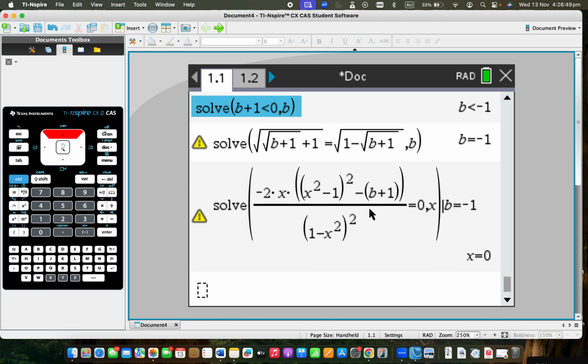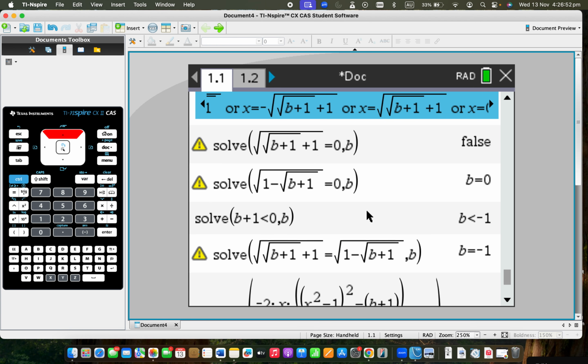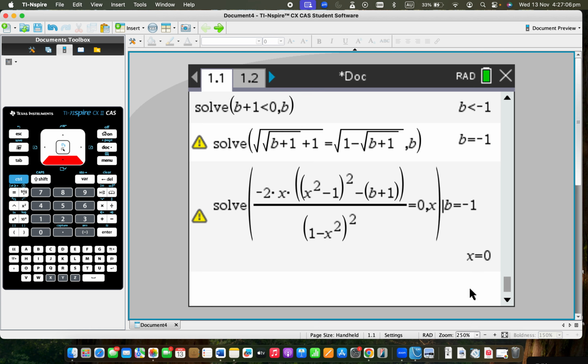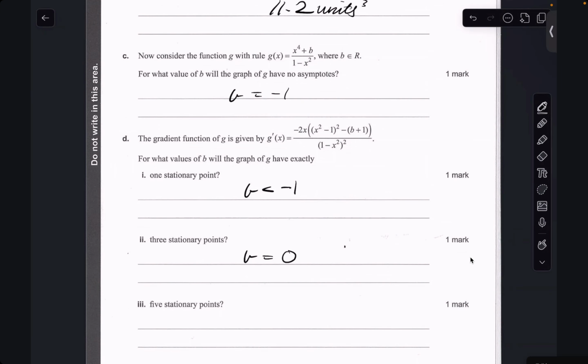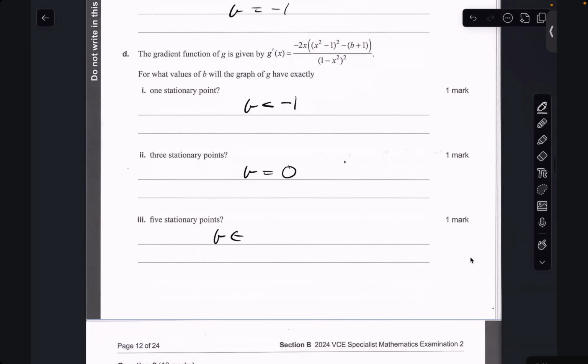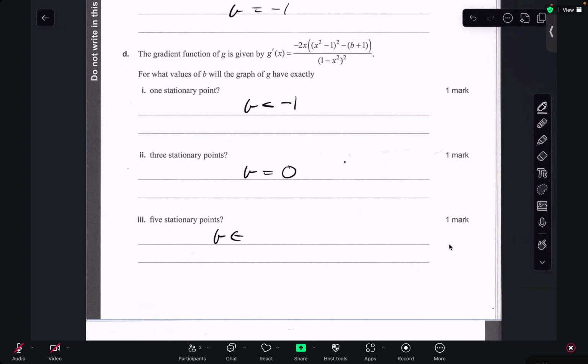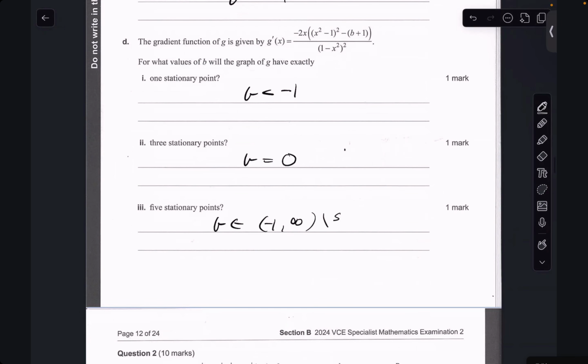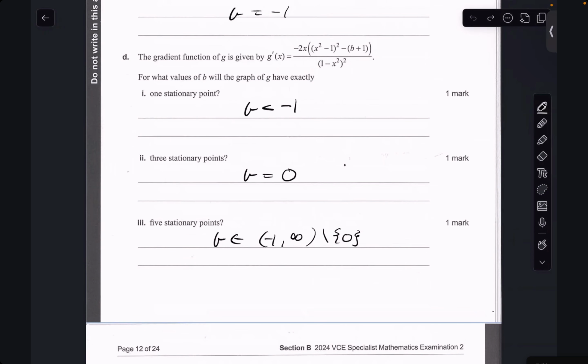And then for 5 stationary points, I think we have to... This is kind of like the methods exam. We have to say not 0, not negative 1, not less than negative 1, but also not including negative 1, because including negative 1 will also just have 1, as we just saw. That's my guess. So b is an element of negative 1 to infinity, not including negative 1, and not including 0, I think.